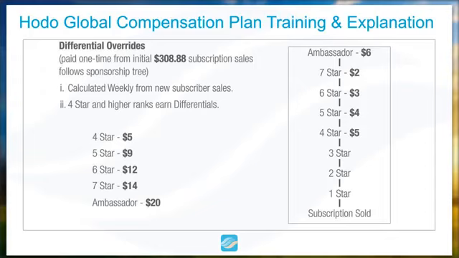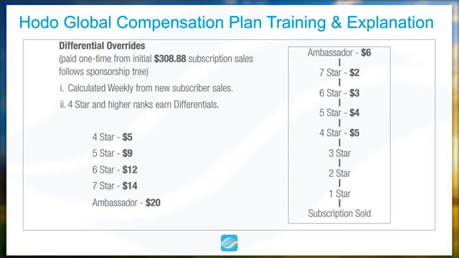The first 5-star or above is going to earn $4. The first 6-star above is going to earn $3. The first 7-star or above is going to earn $2. And the first ambassador or above is going to earn $6. So when you add that up, 5, 4, 3, 2, 6 is $20. So there's $20 to pay out, and that's how it splits up.